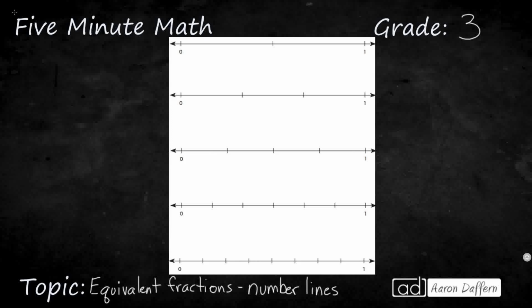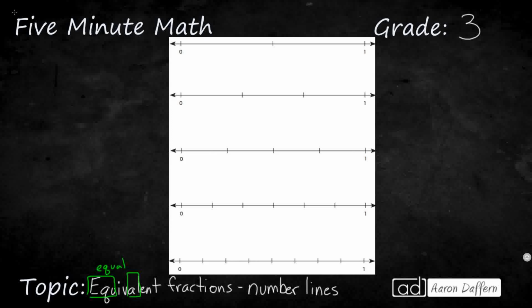So before we get going, let's make sure we understand what that word equivalent means. Hopefully we'll see in the beginning of this word, we see the EQU, skip a few letters, and then the AL. So equivalent is just a fancy way of saying equal. We want fractions that are equal to each other, but how do we do it with number lines?